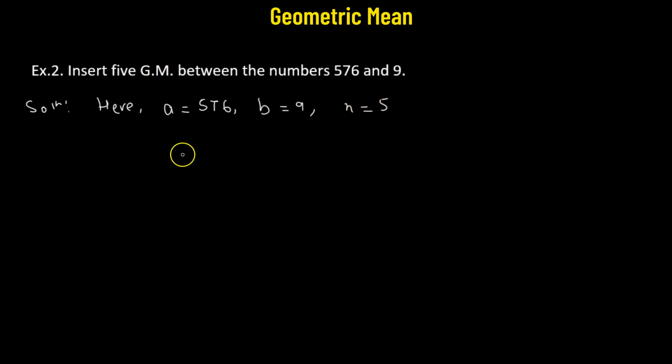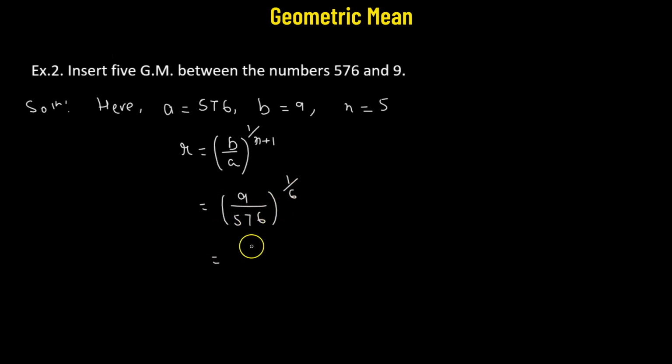So let's find out the value of the common ratio r. r is defined as the last term divided by the first term, whole raised to the power of 1 over n plus 1. So that means we have 9 divided by 576 whole raised to the power of 1 over 5 plus 1, so that's 6. Now we know that 9 times 64 is 576, which gives 1 divided by 64 whole raised to the power of 1 over 6. Now 1 over 64 can also be represented as (1/2) raised to the power of 6, whole raised to the power of 1/6, which will be equal to 1/2. So we have the common ratio as well.